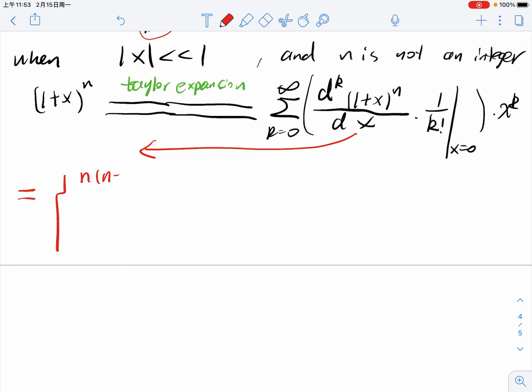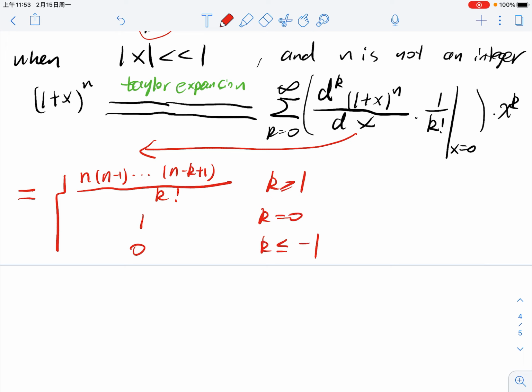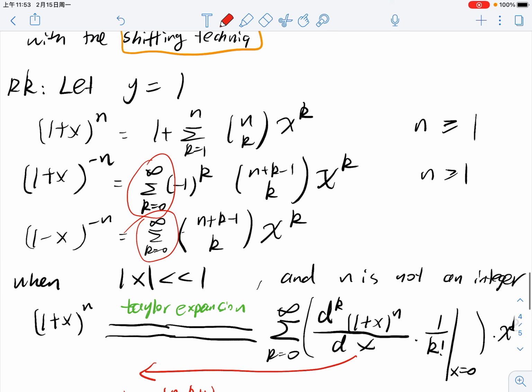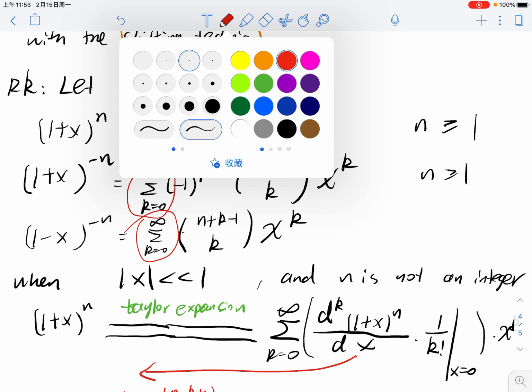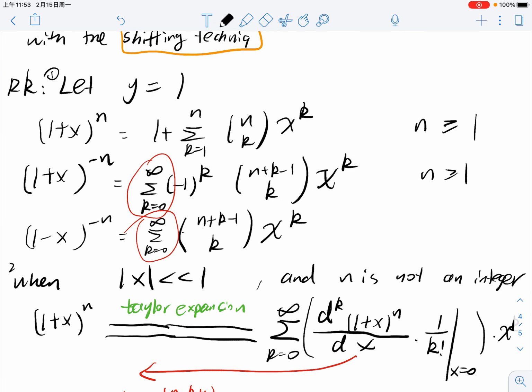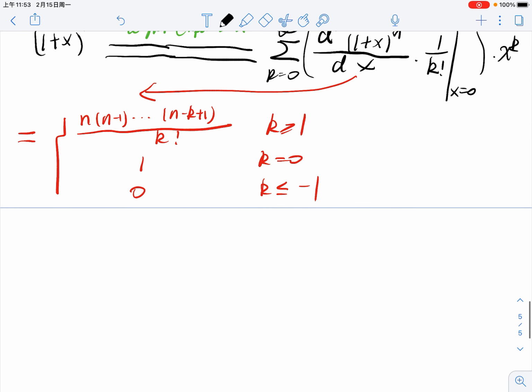n times (n minus 1) all the way to (n minus k plus 1), divided by k factorial, when k is greater than or equal to 1. And it's 1 when k is 0. It's 0 when k is less than or equal to negative 1. And notice that here n is not necessary to be an integer.